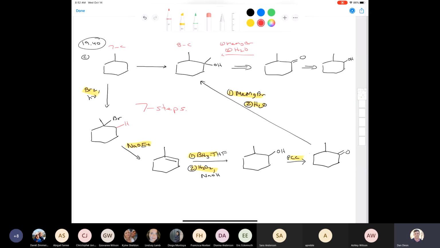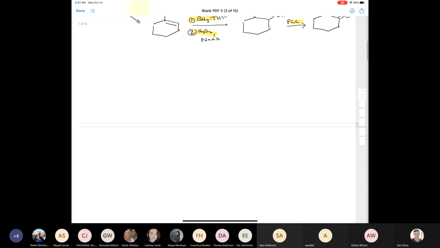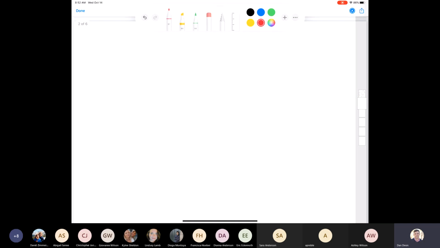Okay, let's give another one a shot. Space for these kind of longer questions. This is, what do we do, 19.40D? 19.40D. Okay, and we're going to take methyl cyclohexane. I guess we're kind of obsessed with that as a reagent. And we're going to make this compound. So we have 1, 2, 3, 4, 5, 6, 7, 8 carbons like this. We're going to have a carbonyl here. We're going to have a hydroxyl here.